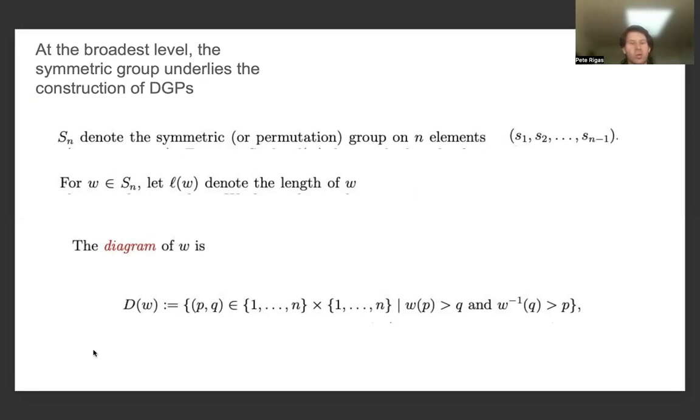And they define a diagram of a word in the symmetric group as being the pairs p and q, which belong to the cross product of 1 to n with itself, where w(p) is greater than q, as well as the fact that the inverse word w^{-1}(q) is greater than p. So it's demonstrating how these basic properties of the symmetric group come into play for the double Grothendieck polynomials, and it's having a very unexpected type of connection with the partition function of the colored vertex model. So that's demonstrating how the coloring comes into play for the vertex model.